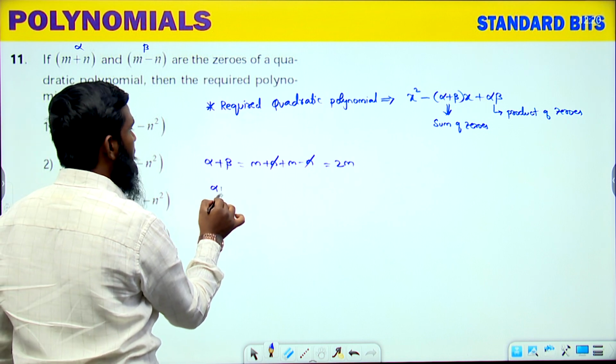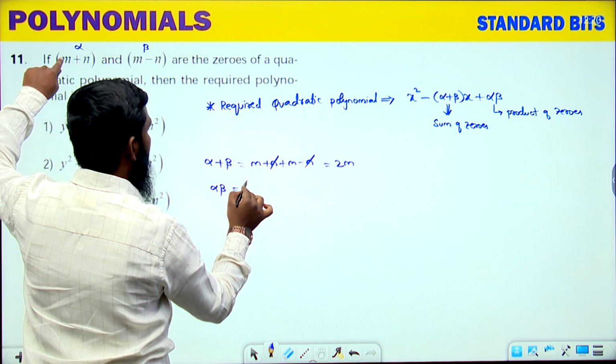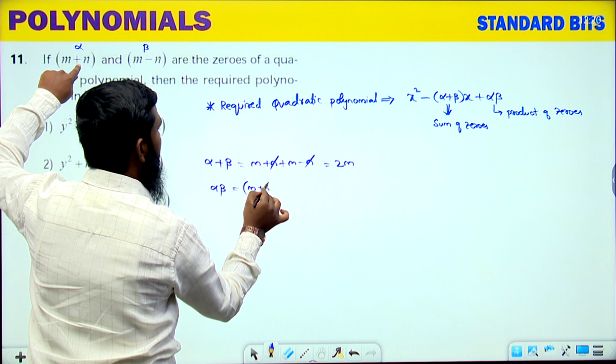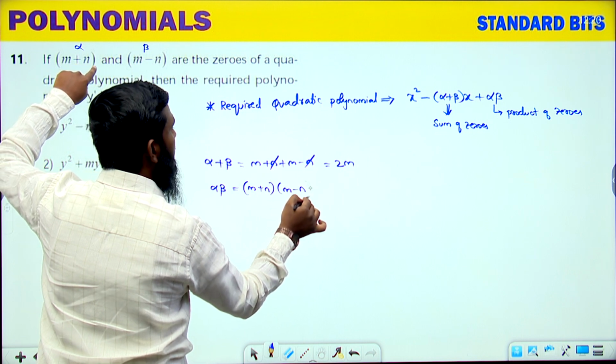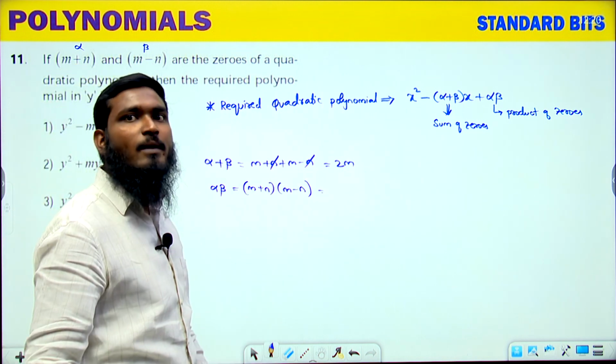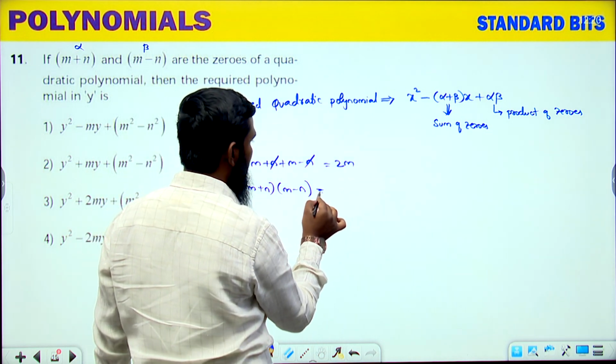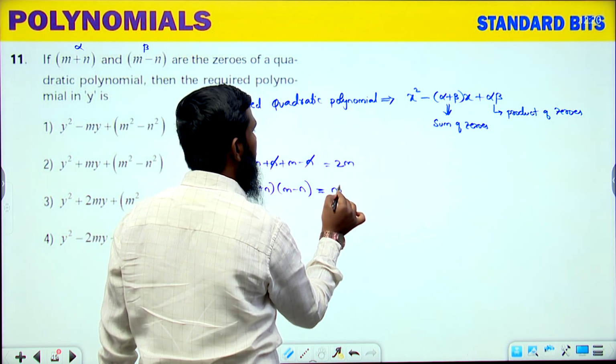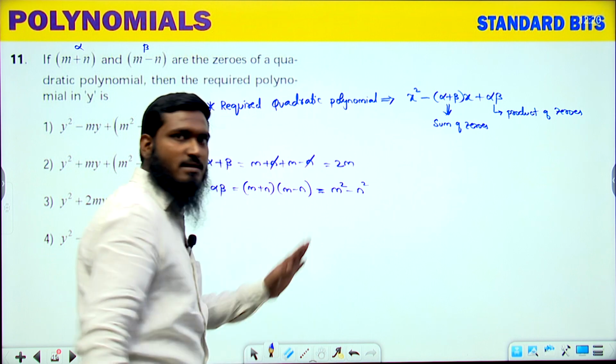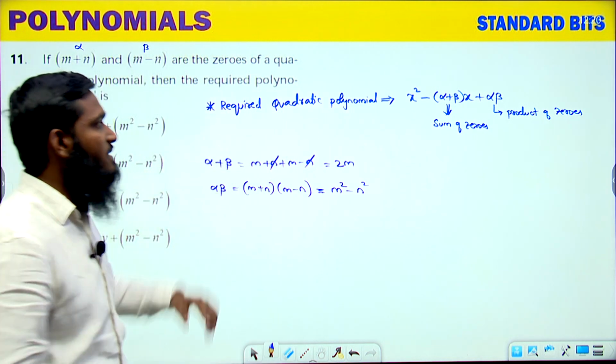Now next, the alpha into beta value. Alpha into beta means m plus n into m minus n. It looks like the a plus b into a minus b formula. A plus b into a minus b means what do we have? a square minus b square. This is the formula. So after completing this, let us substitute in this part.